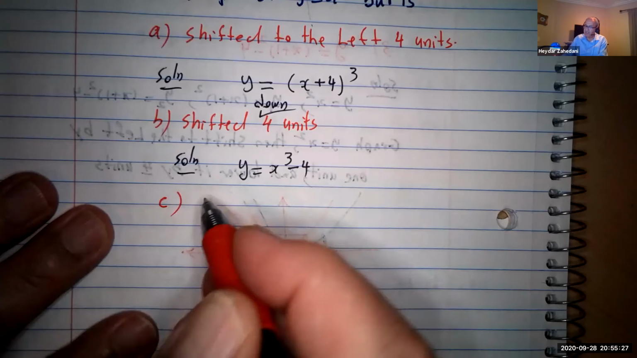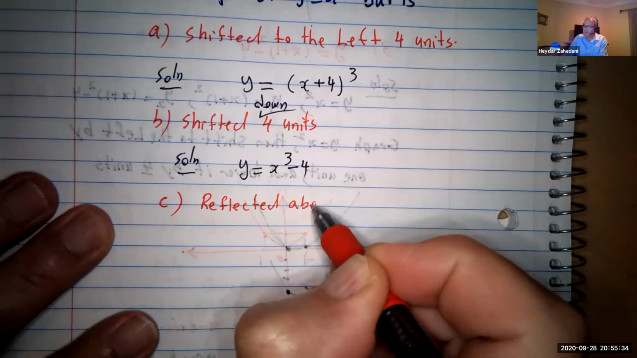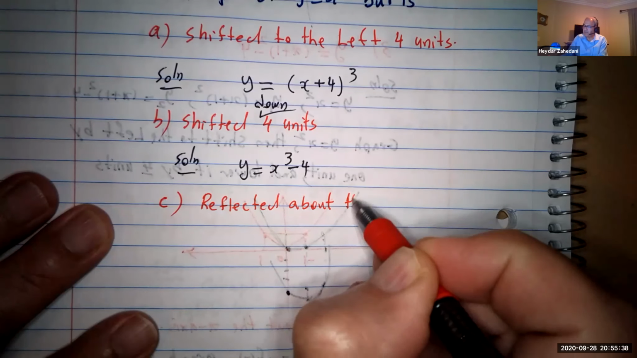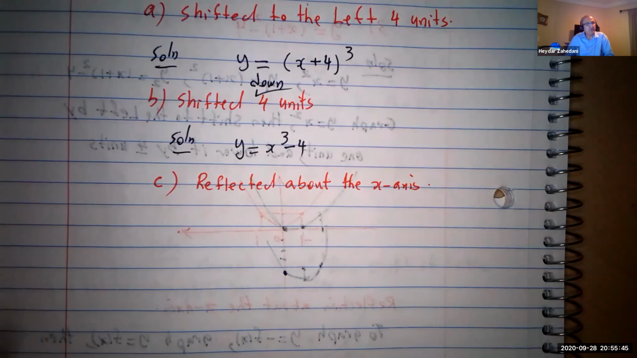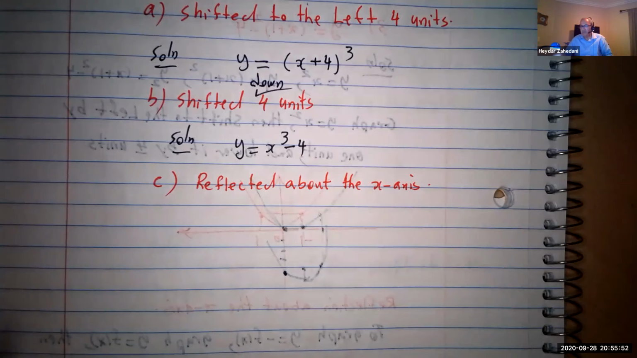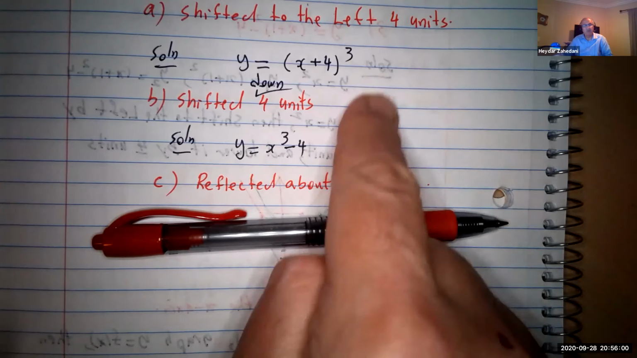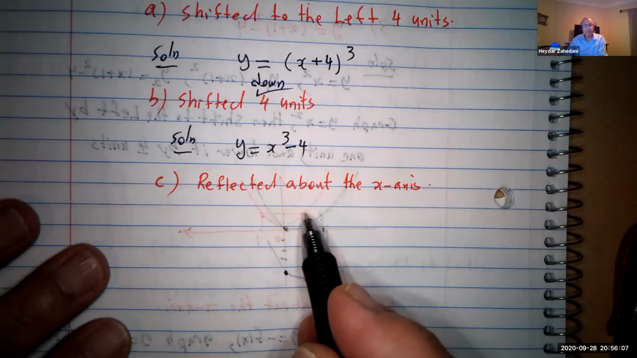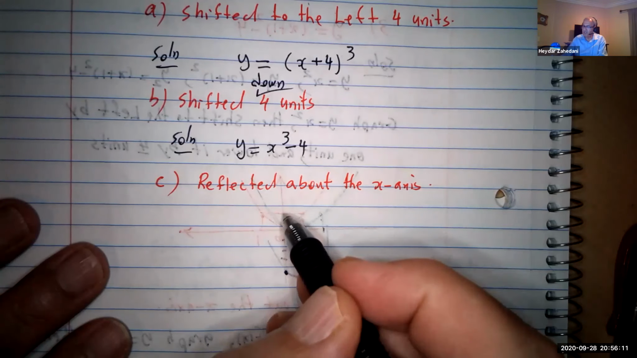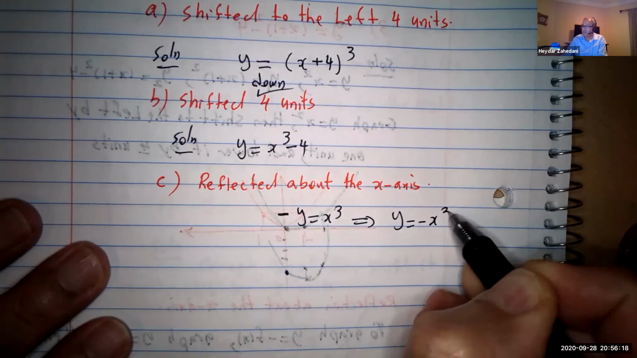Part C is going to be reflected, the mirror, about the x-axis. Reflecting about the x-axis means you find the mirror image with respect to the x. The mirror is on the x-axis, so it's going to be up and down. Up is y positive, down is negative. So when you reflect it, you change y into negative y. So y equal to x cubed becomes negative y equal to x cubed, which is the same as y equal to negative x cubed.